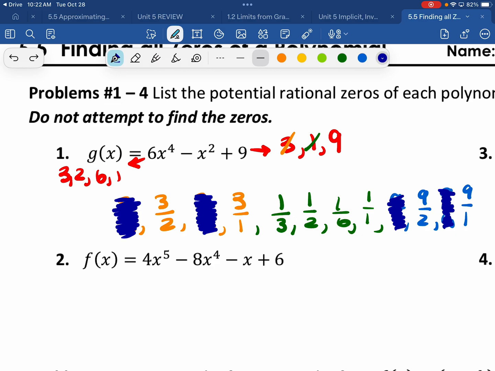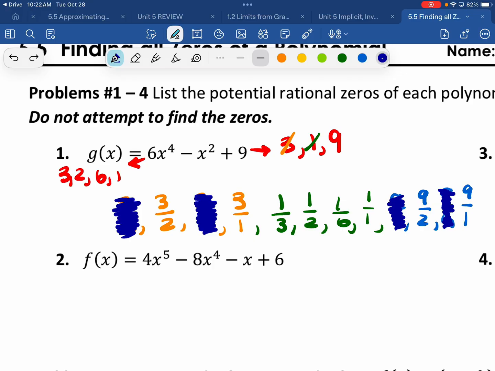All right, so if you look at your list and you look at the ones that are reducible, the ones that reduce, check to see if they repeat. A lot of times they do, but not always.